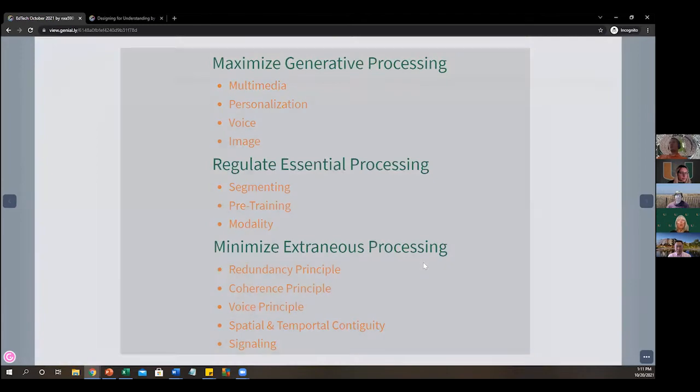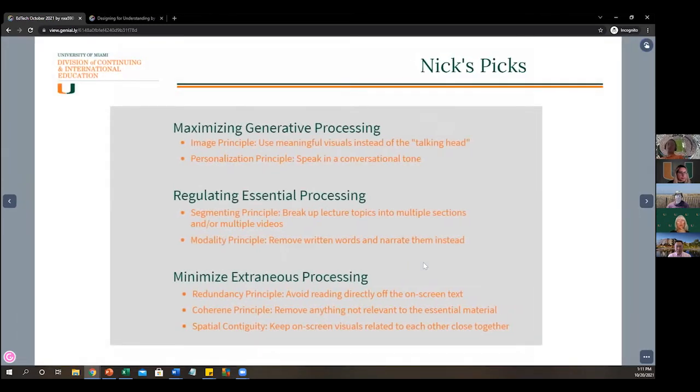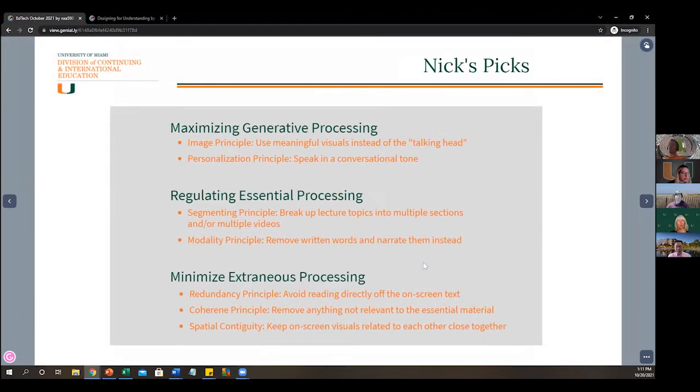But like I was mentioning, if you're not going to focus on all 12, at least focus on these ones. So these are the ones that I especially want to go over for this presentation. And I related them to the 3 categories that I just mentioned previously. So we've got maximizing generative processing. So that was like what I was mentioning before, just picking up information in general. So the image principle is the one that I would like to start off with.